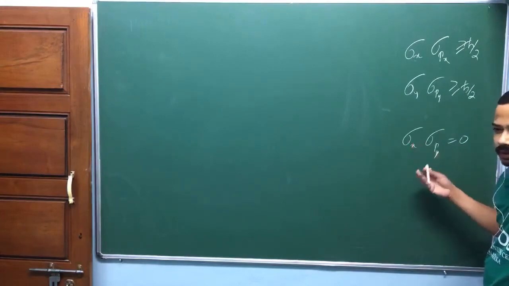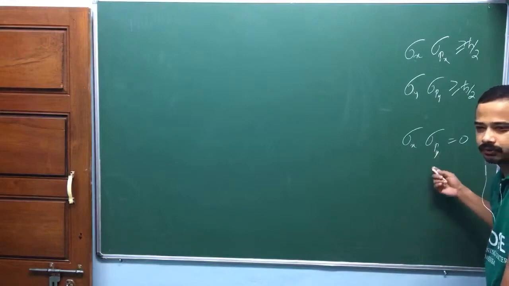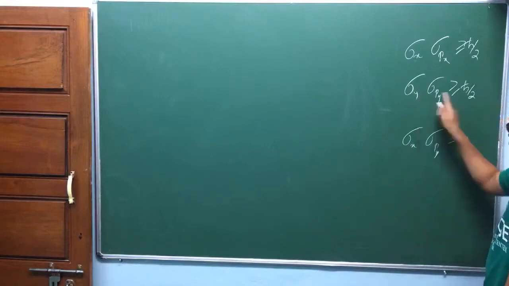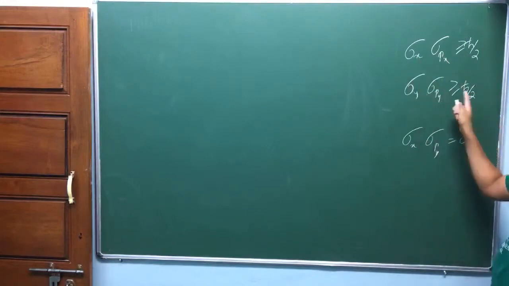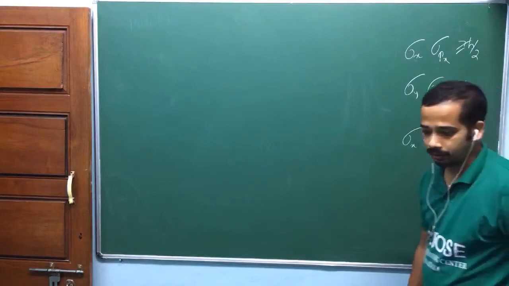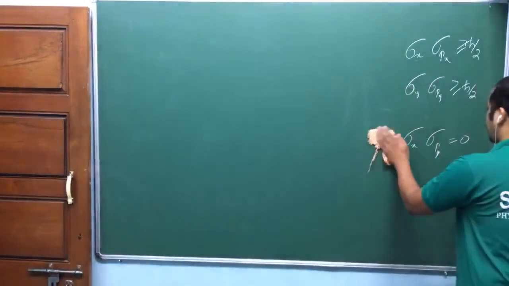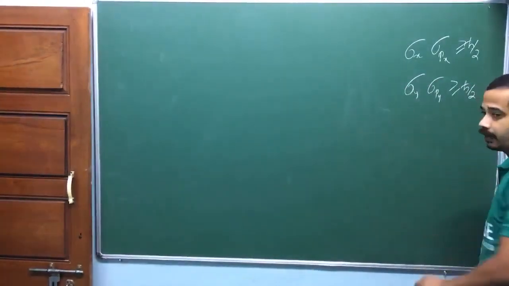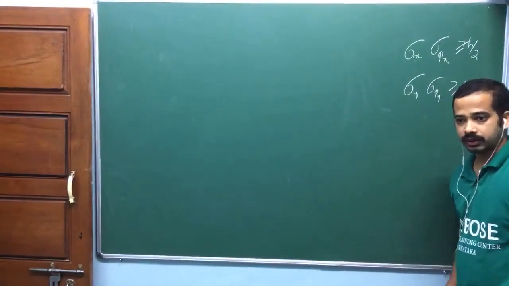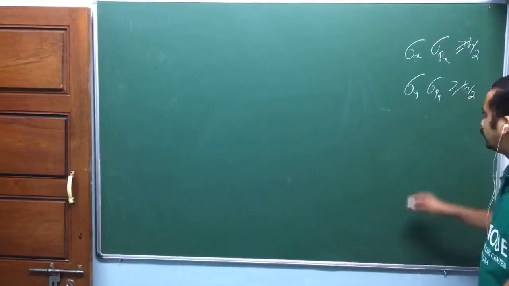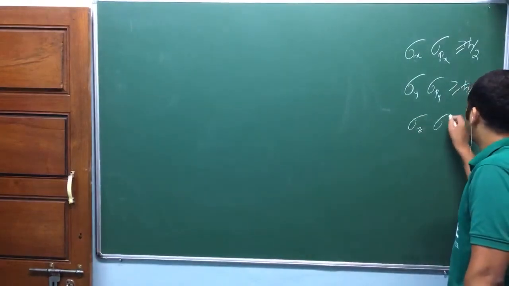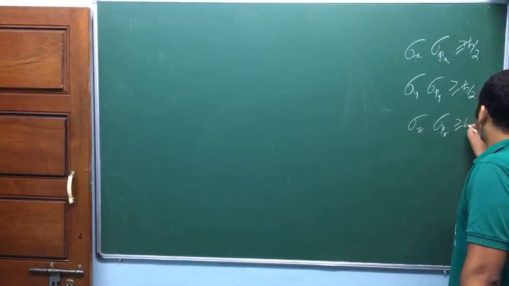Let me try to give some example for this one. But uncertainty exists in the respective canonically conjugate variable. Is that okay? We can't define a state which has both canonically conjugate variables well-defined. Can I say like this? Yeah, sigma z, sigma pz greater or equal to h bar by 2.